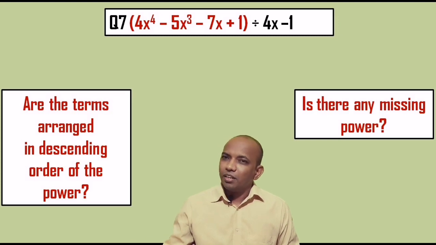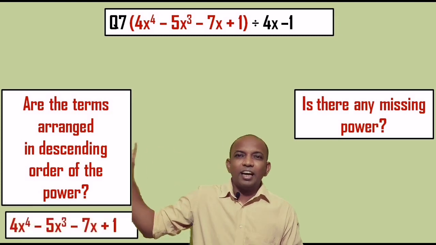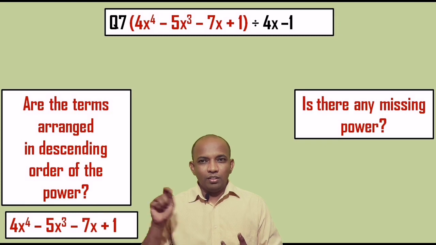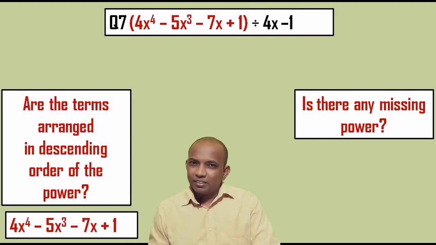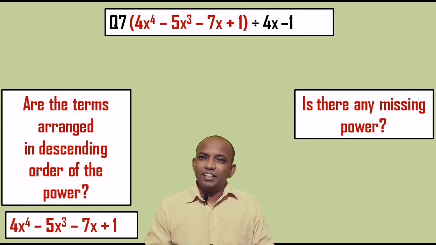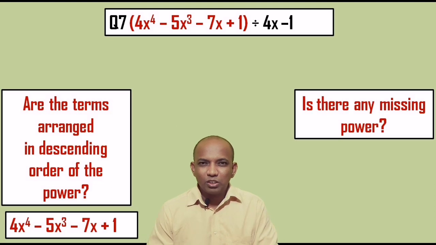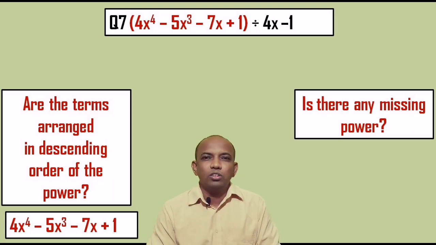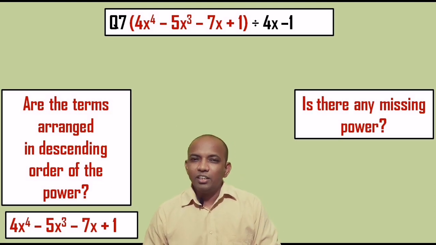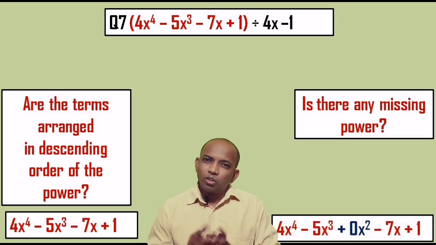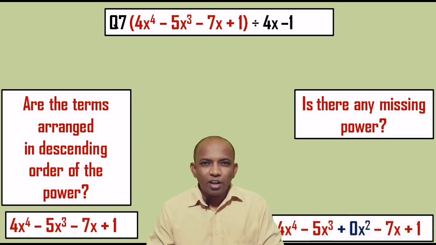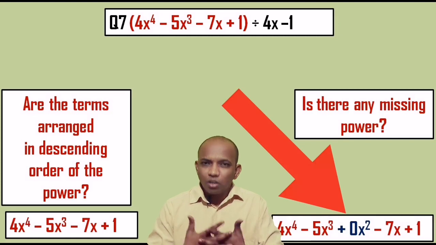Considering the first step, the terms are arranged in descending order, the way you are looking on the screen. But if you observe the second condition, there is one missing term. Which one is that? Of course, x square is missing. So what are we going to do? We are going to insert that x square with 0 as its coefficient.